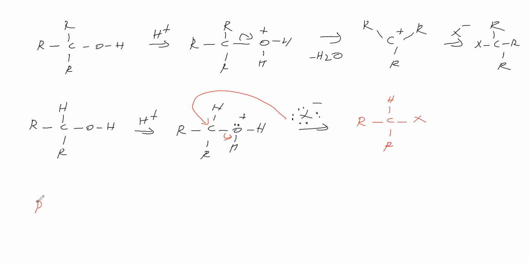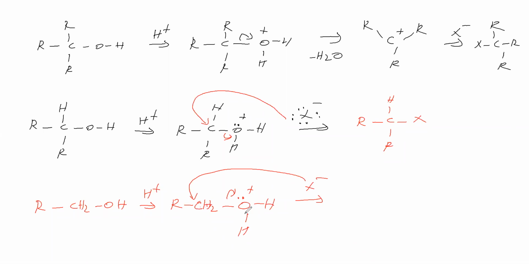What about primary alcohol? Primary alcohol is treated with H plus, giving a CH2 oxonium species. Now X minus is attacking here, and this is leaving. At room temperature this bond is not breaking, therefore it does not convert into halide and there is no turbidity at room temperature. But on heating, you are supplying heat, therefore this bond breaks and primary alkyl halide is formed.